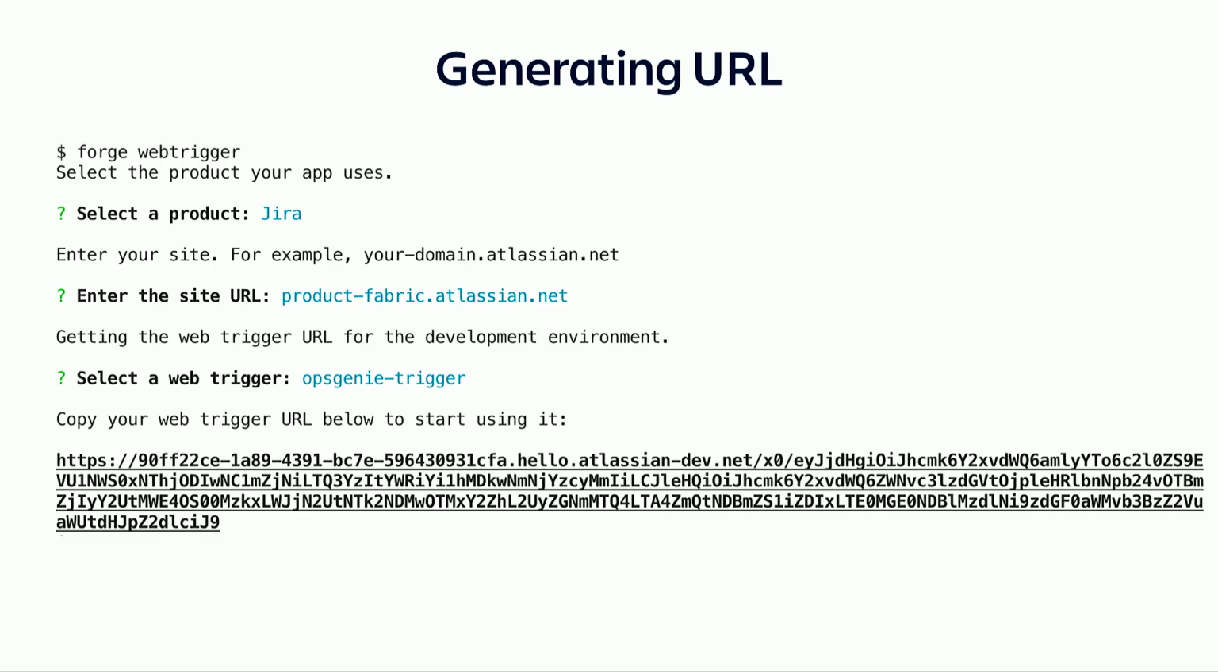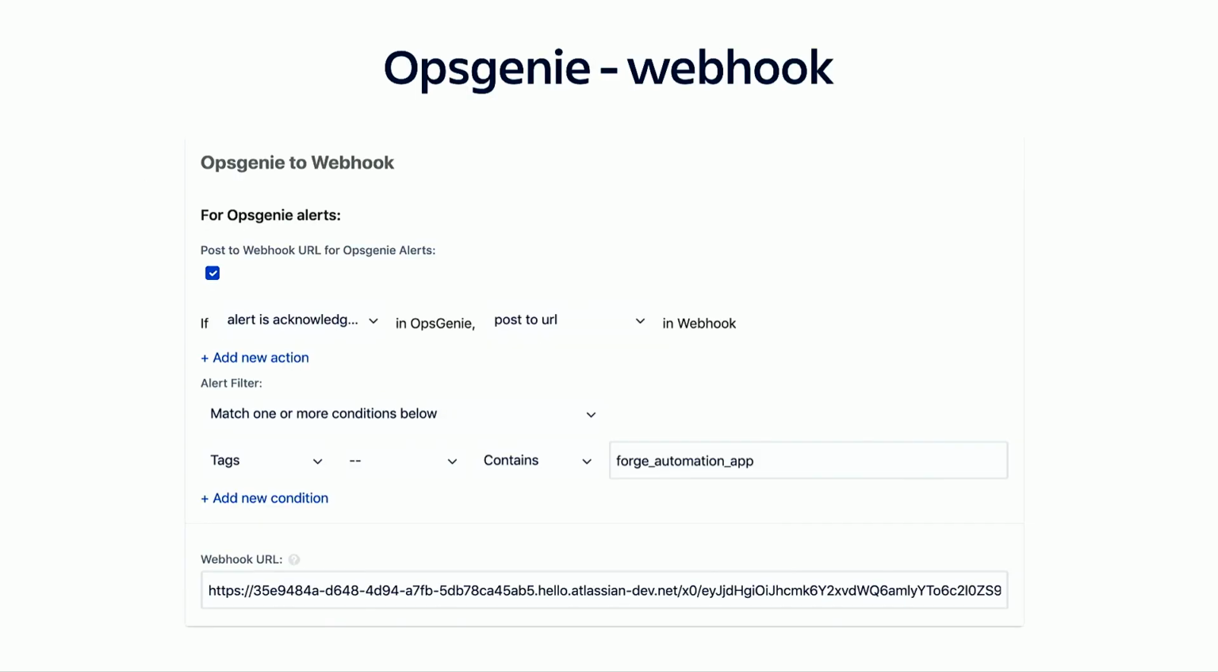Once you have a webhook, you can just go to Opsgenie or any other application and configure it. In this case, we want Opsgenie to call our URL once the alert is acknowledged. Okay.